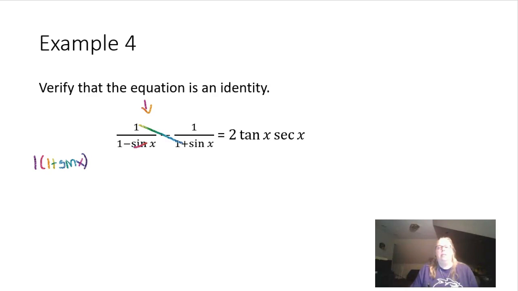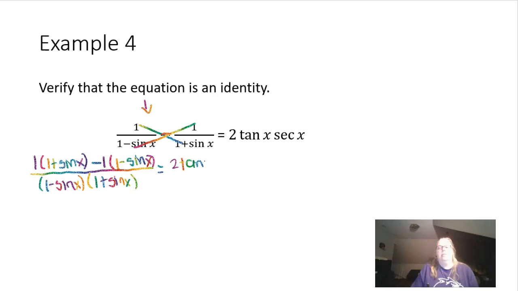And then I'm going to multiply this denominator times this numerator. So we have minus 1 times 1 minus the sine of x, and that minus came from right here in the middle. And then the denominator is 1 minus the sine of x times 1 plus the sine of x. And we want all this to be equal to 2 times the tangent of x times the secant of x.